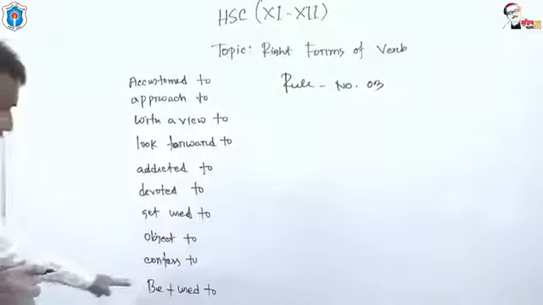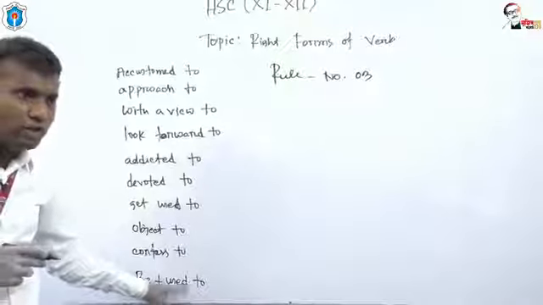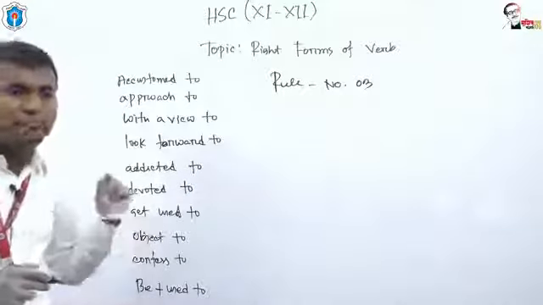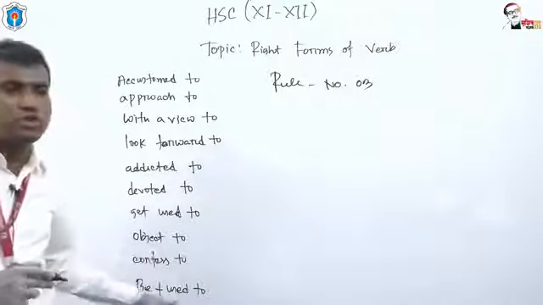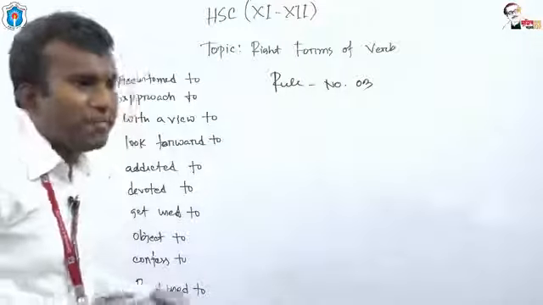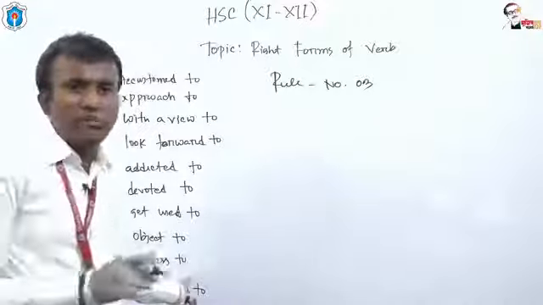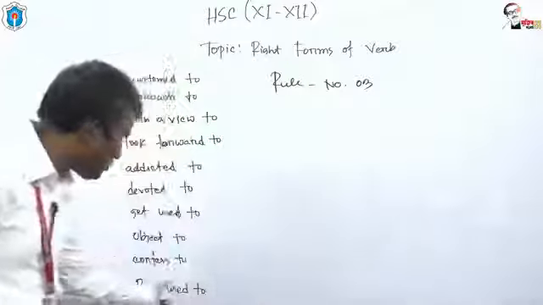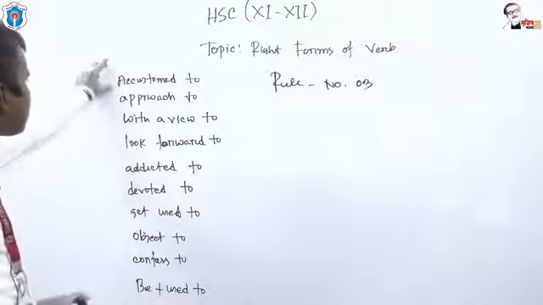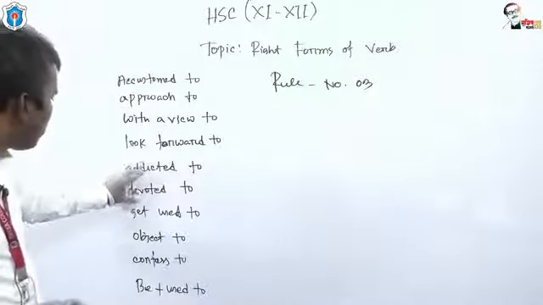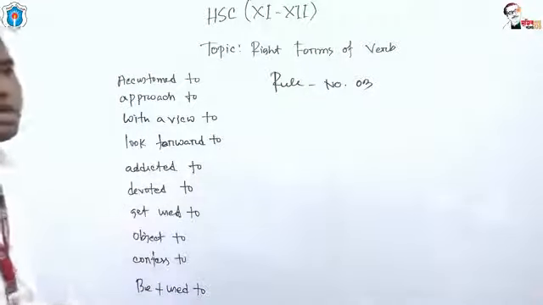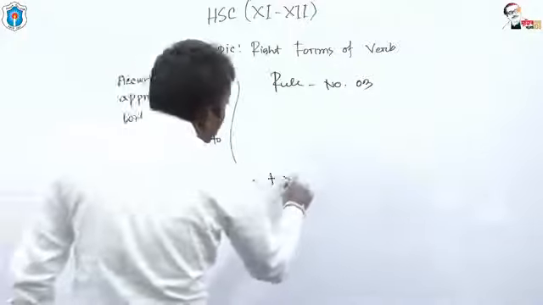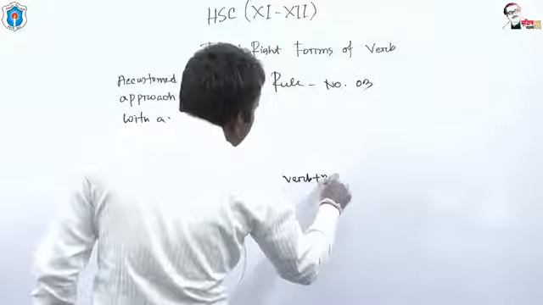Be plus used to. Here look at, before used to, there must be the use of a be verb. If you get a be verb before used to, you have to put ing with the verb. Okay? From this rule, a question was given in the previous admission test of Dhaka University. Accustomed to, approach to, with a view to, look forward to, addicted to, devoted to, get used to, object to, confess to, and be used to. We have to use ing with the verb. Can I say verb plus ing?